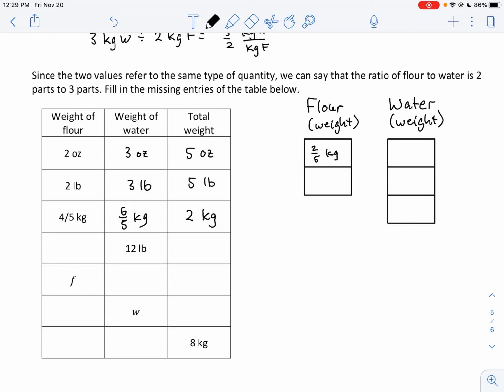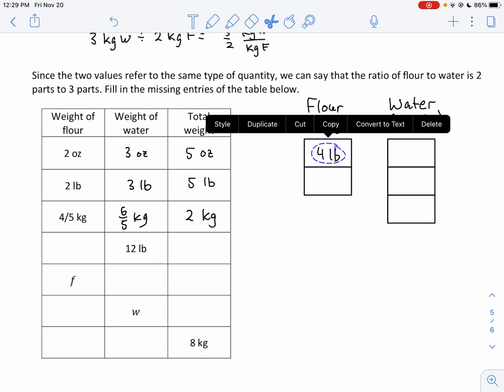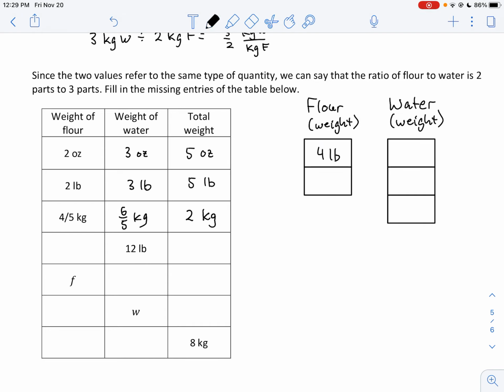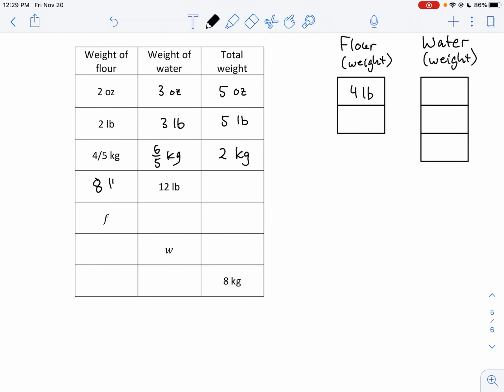so I'd have of the combined amounts. What if I had 12 pounds of water? Well, I want 12 pounds to correspond to these 3 parts, which tells me I need to put 4 pounds per part. Right, because if I got 4 pounds here, then it's here and here. So there's 12 pounds of water here, but there would only be 8 pounds of flour that correspond to that. Okay, so I'm going to put 8 pounds right here. And then the total would be 20 pounds.